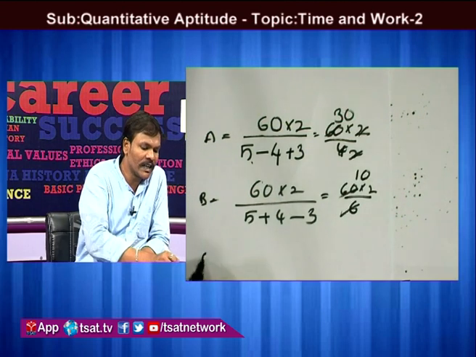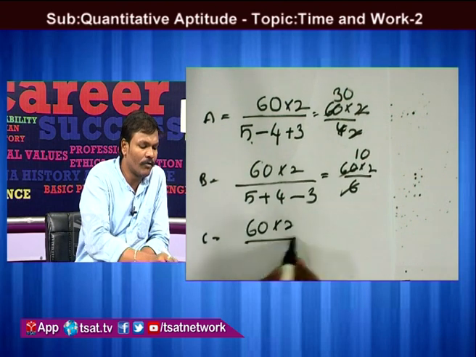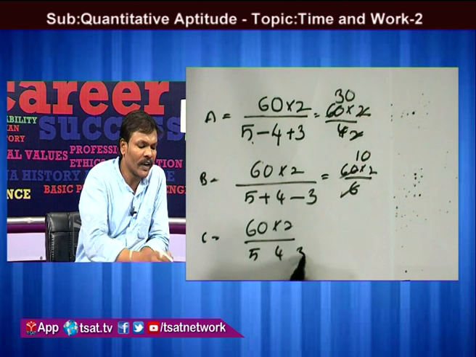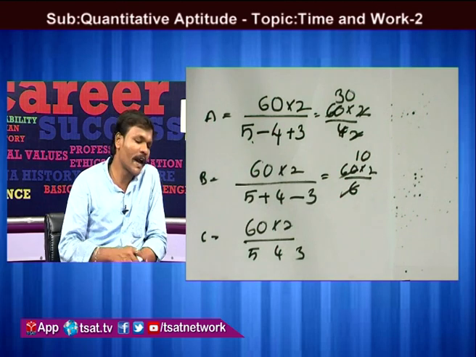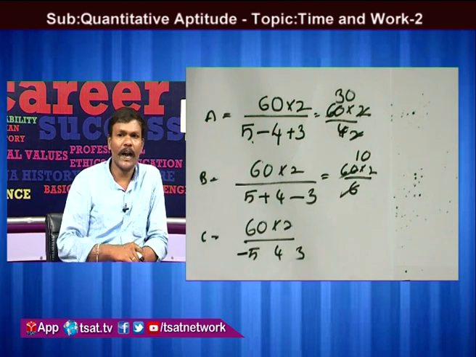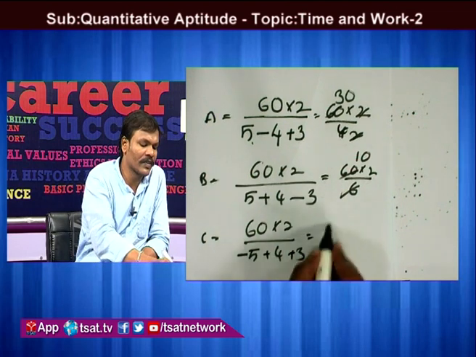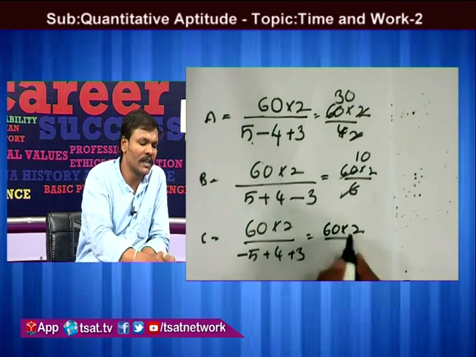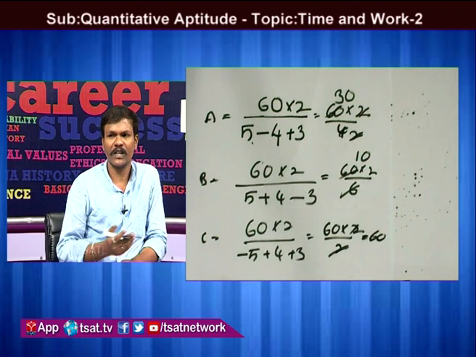Next one C, same as 60 into 2, that is 5 4 3, where we have the C, the values are positive, where we do not have the C, that values will be negative. A and B, there is only A and B, no C, so that will be negative, remaining all are positive, that is 60 into 2 by 7 minus 5 2, the value is 60 days, simple.